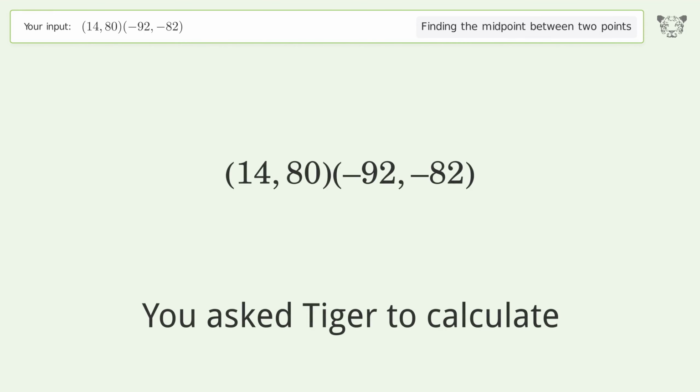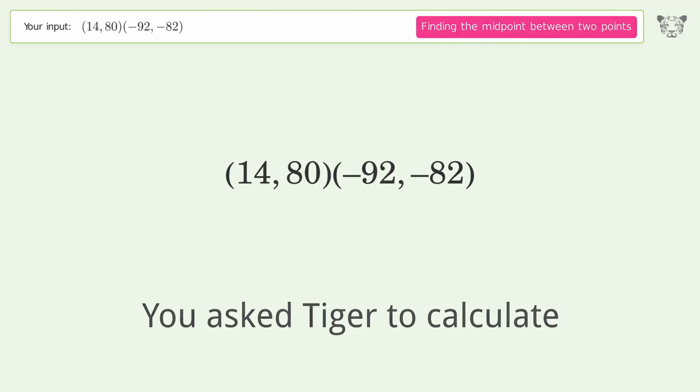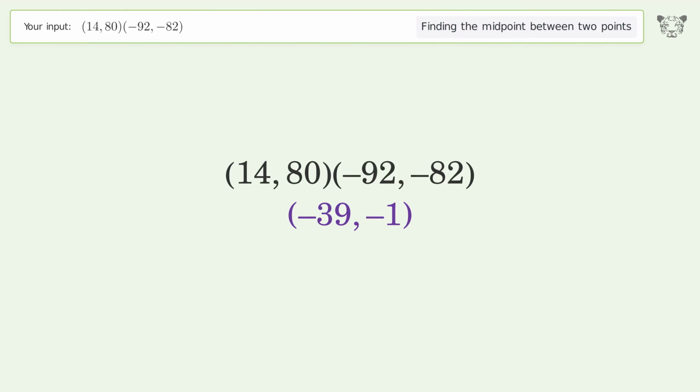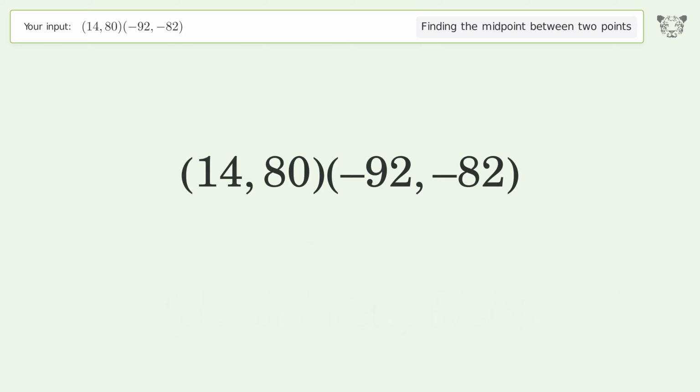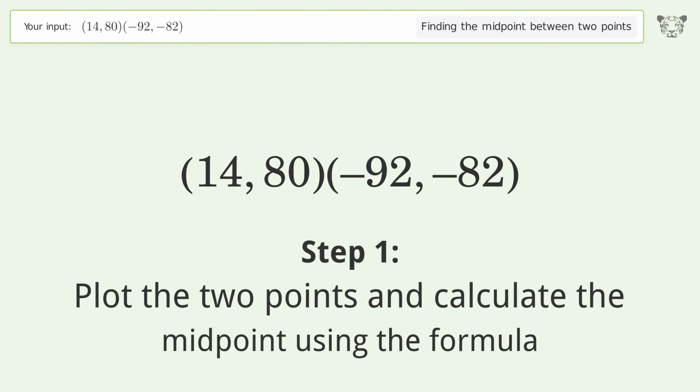You ask Tiger to calculate. This deals with finding the midpoint between 2 points. The midpoint between the 2 points is -39, -1. Let's solve it step by step. Plot the 2 points and calculate the midpoint using the formula.